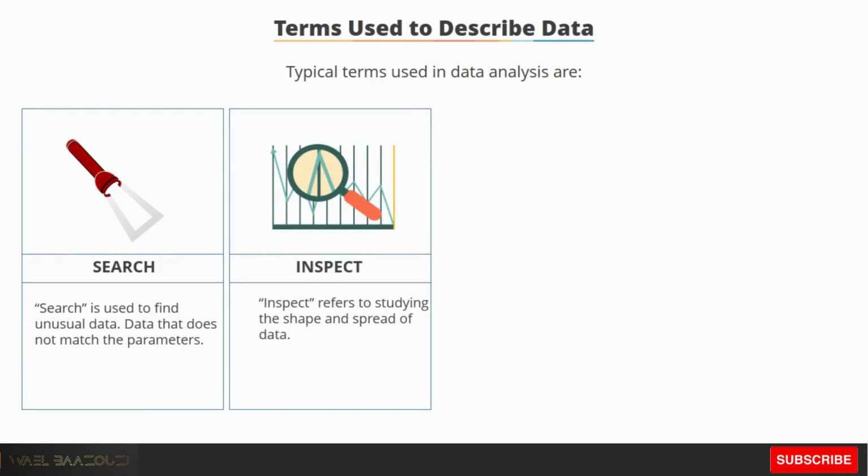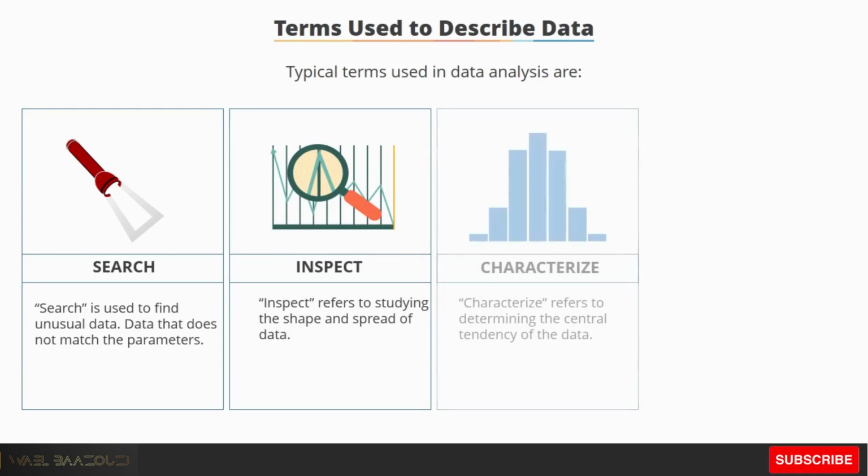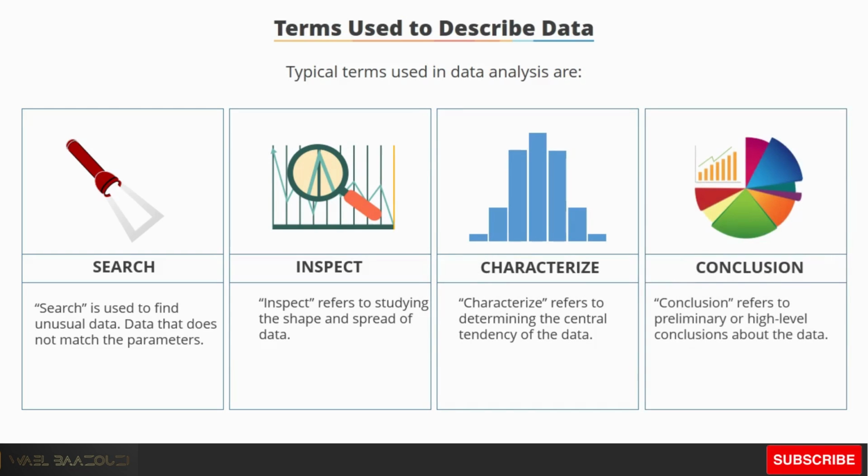Inspect. Inspect refers to studying the shape of the dataset and determining how spread out it is. Characterize. Characterize determines the central tendency of the data. Conclusion. Based on the understanding of search, inspect, and characterize, we can draw some preliminary or high-level conclusions about the data.